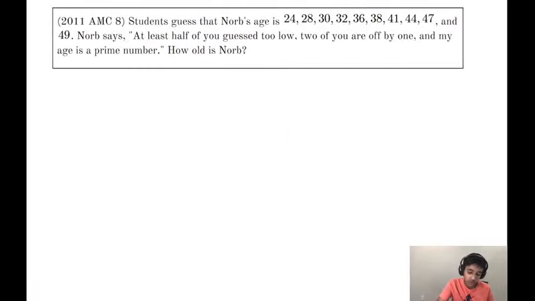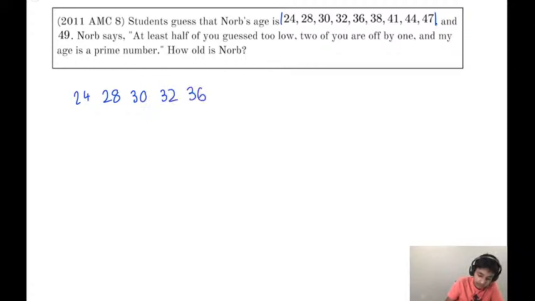Okay, so students guessed that Norm's age is 24, 28, 30, 32, all the way to 36, 38, 41, 47. Let me just write that out: 24, 28, 30, 32, 36, 38, 41, 44, 47, 49. And if you count these, you see that there are a total of 10 guesses.